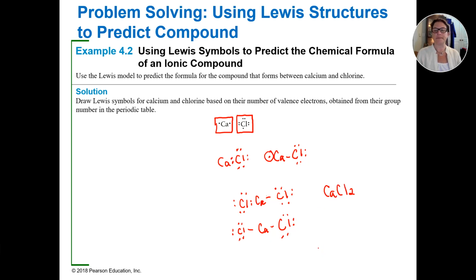So we can predict this formula to be CaCl2. Okay? Now, the metals in a formula are always written first in an ionic compound. The non-metal is always written second. If it's a molecular compound, meaning all non-metals, then the one with the most metallic character is written first, or the one that's furthest to the left and down on the periodic table is written first.